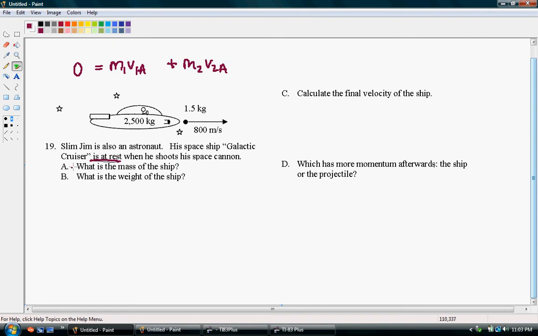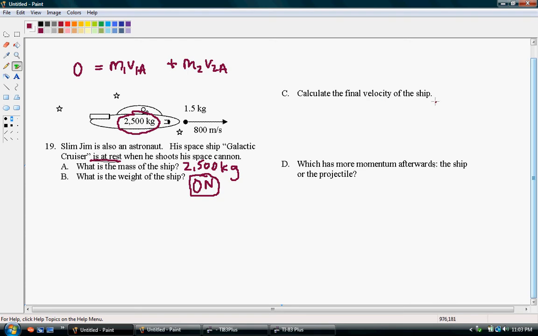Okay, so what is the mass of the ship? The mass of the ship is in kilograms. It's 2,500 kilograms. Alright, what is the weight of the ship? Well, in space, the force of weight is mass times gravity. In space, you don't have gravity. Gravity is 0, so it's actually 0 newtons. Force of weight, so it's going to be in newtons.